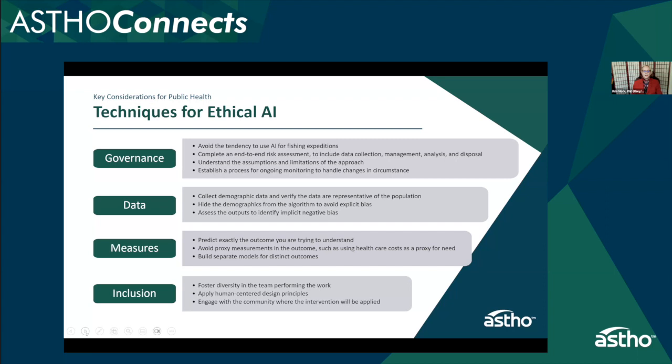The next factor is to avoid proxy outcomes. So we saw this in the healthcare cost versus the healthcare need example on the previous slide. Another common error is combining several outcomes into one consolidated measure. So if any of you have kids thinking about going to college, you're familiar with the college rankings from the US News and World Report.